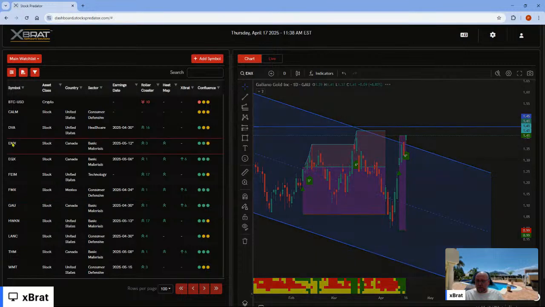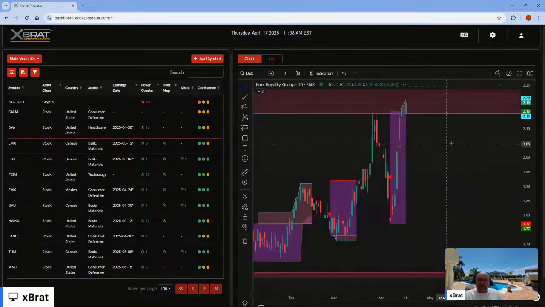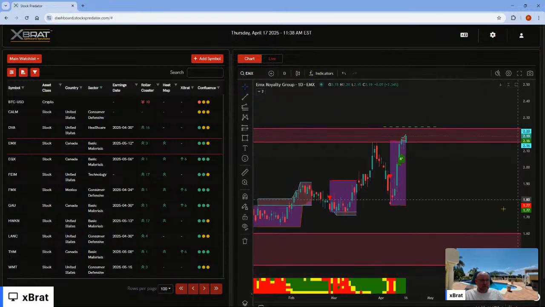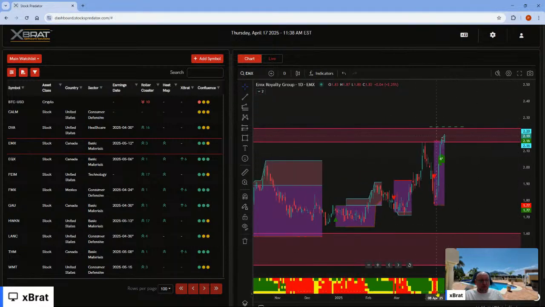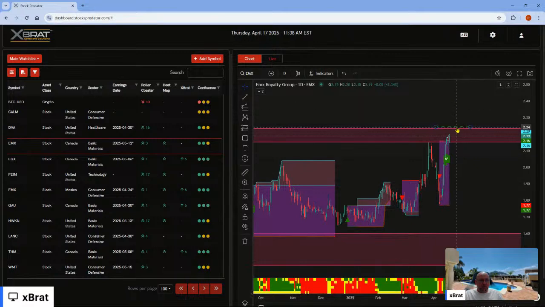Where's one that we haven't discussed? EMX is another one. This one is creeping up. This is the one that we want to get through at that point there. So again, I'm going to concentrate and look at that confluence scan every day.